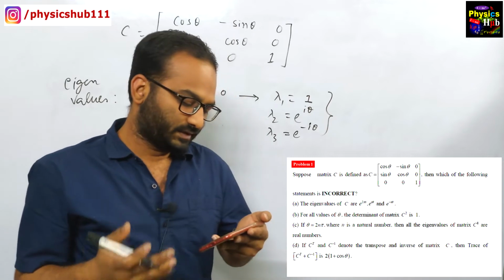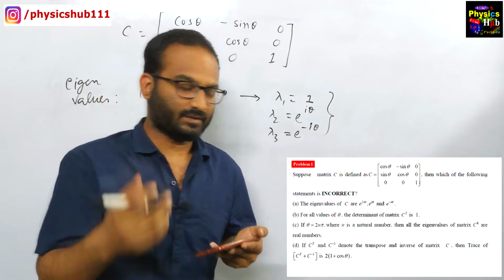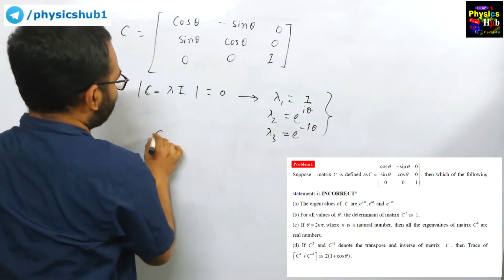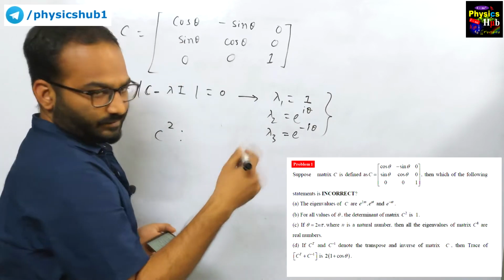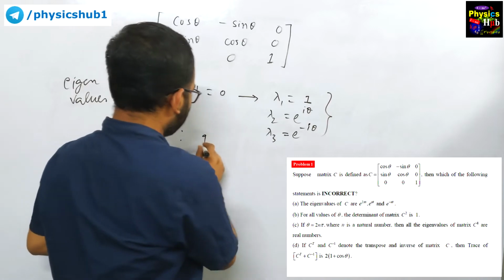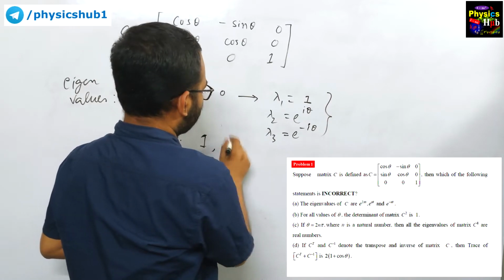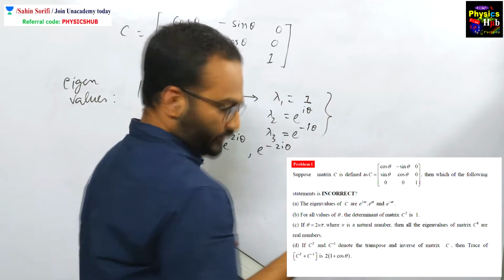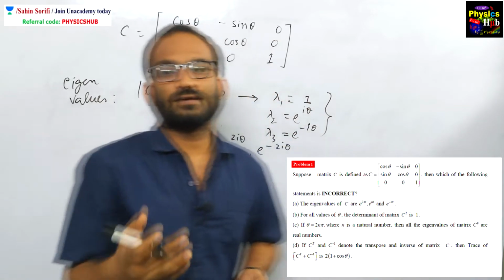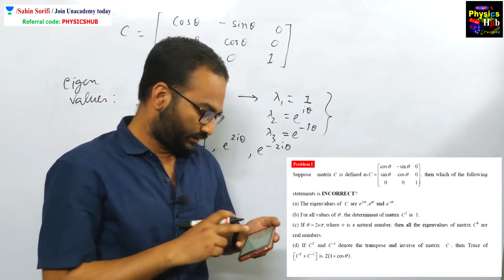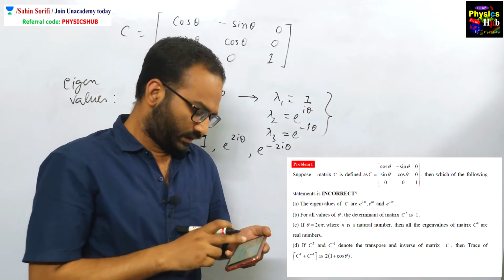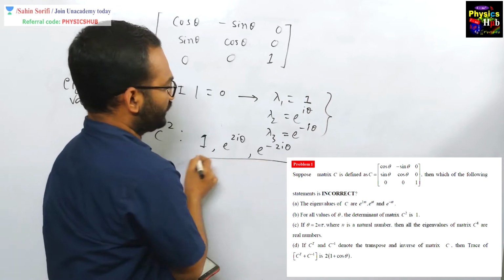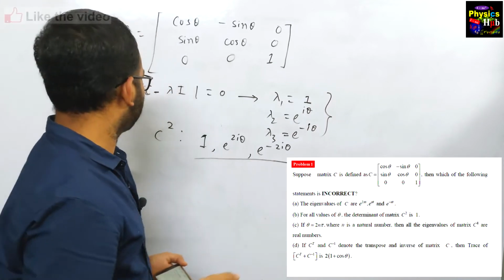Next, for all values of theta, determinant of matrix C square is 1. So once you know the eigenvalues of C, we can also calculate the eigenvalues of C square. So the eigenvalues of C square will become 1, e to the power twice i theta, e to the power minus twice i theta. And you know that the product of eigenvalues is the determinant. So the second statement is also correct. Determinant of matrix C square is 1 because the multiplication will give you 1. So the second statement is also correct.